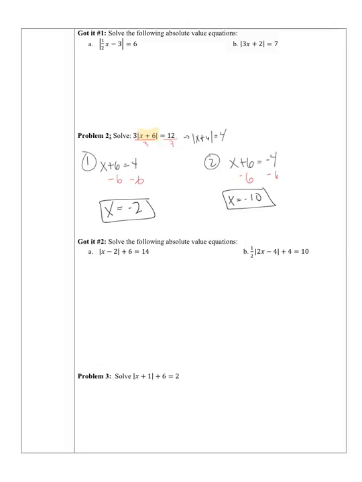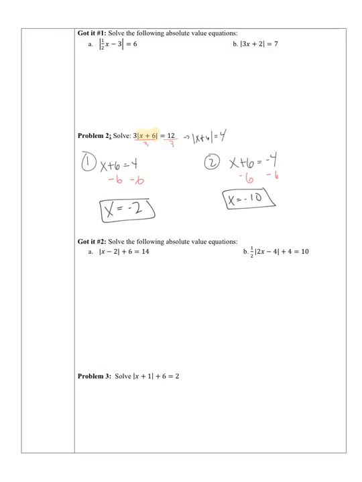I could plug them back in. When I plug this in, I get the absolute value of 4. Absolute value of 4 times 3 is 12. And then on the second one, I get the absolute value of negative 4, which is still 4, times 3 is 12. All right, go ahead and try these next 2 Goddets.